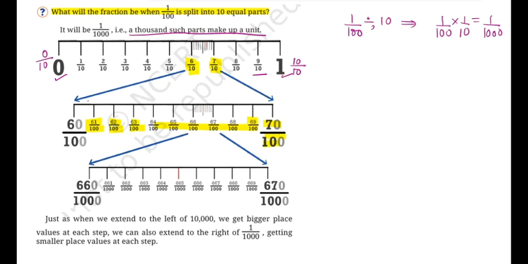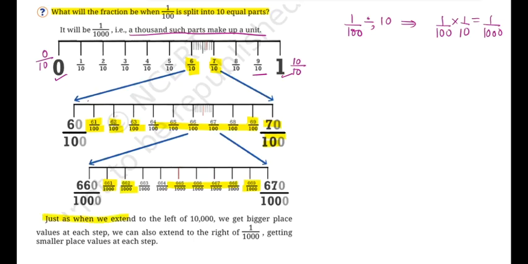Now let's take this 66 hundredth part and 67 hundredth part and let them divide again into 10 equal parts. So it would be 661 over 1000, 662 over 1000 and so on up to 669 over 1000 or 670 over 1000.